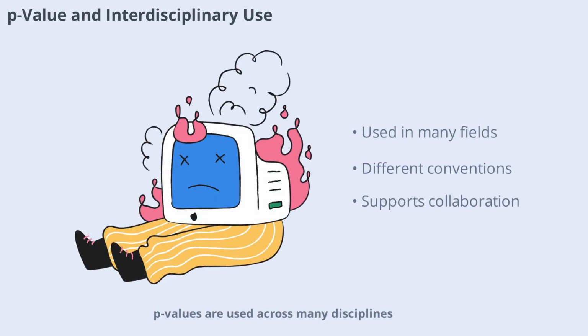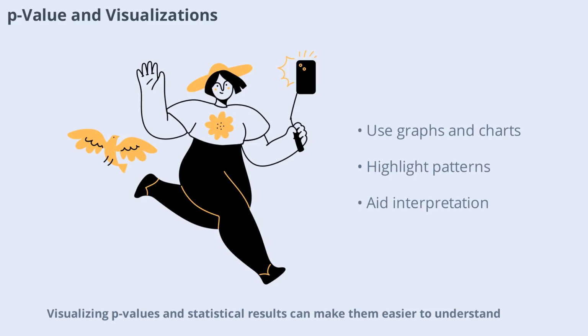P-values are used across many disciplines, from medicine to economics to psychology. Each field may have its own conventions and standards for interpreting p-values. Understanding these differences is important for interdisciplinary research and collaboration. Visualizing p-values and statistical results can make them easier to understand. Graphs, charts, and plots help communicate findings clearly and highlight important patterns in the data. Effective visualization is a powerful tool for interpreting and sharing statistical results.